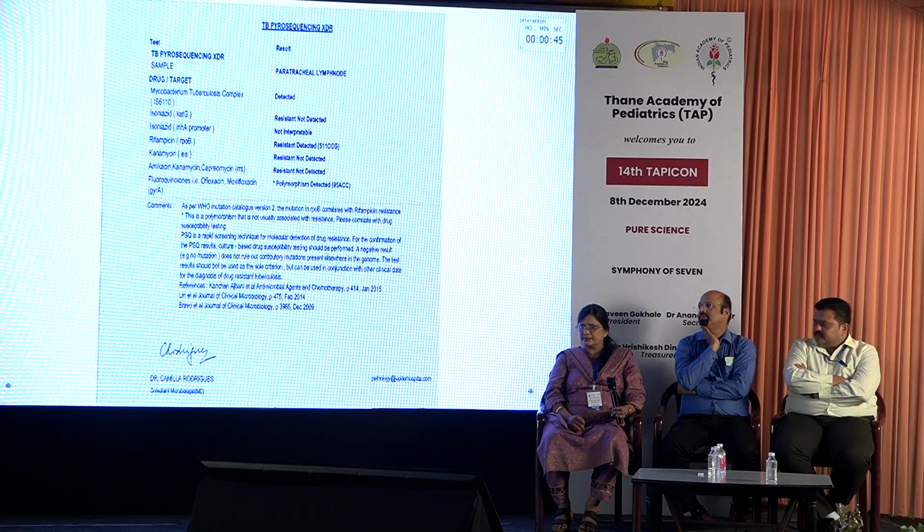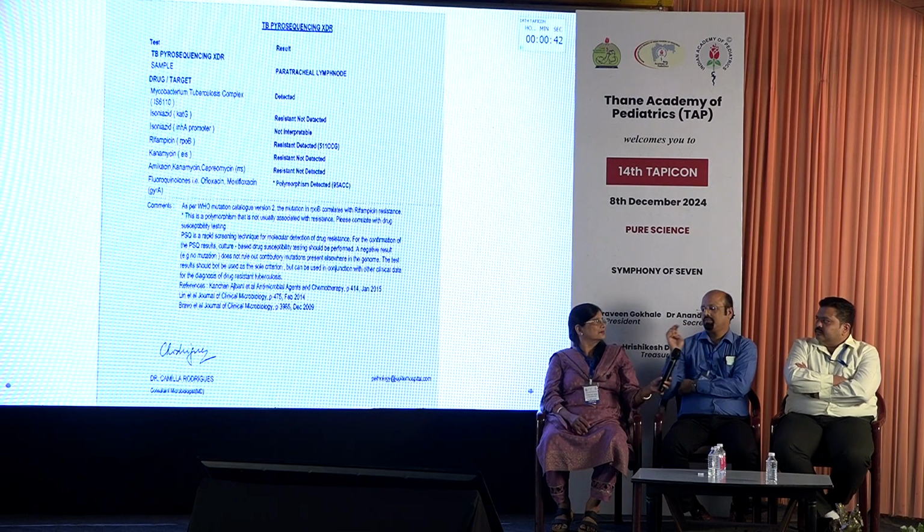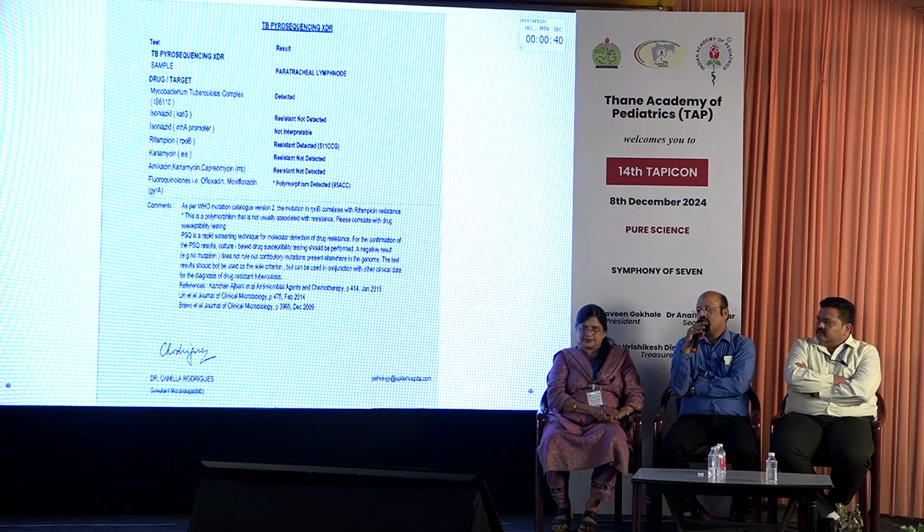Any significance of this polymorphism? Polymorphism is a kind of mutation where you can see an increase, decrease, or no activity of enzymes. It's very difficult to say whether it is a full-fledged, 100% mutation or there is no mutation. But definitely we cannot take it as resistance unless resistance is detected. So it could be any possibility.